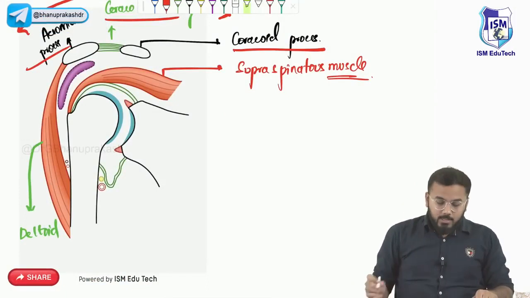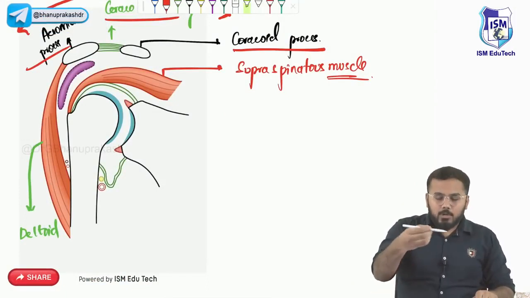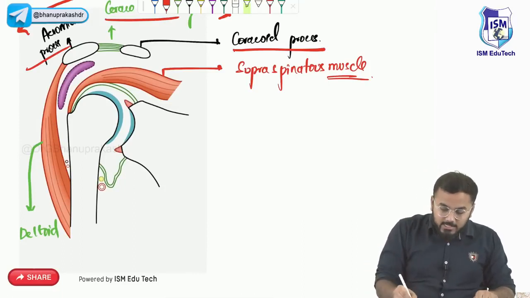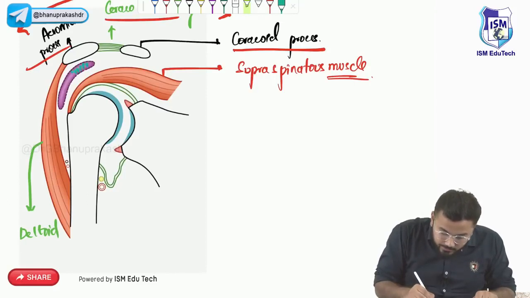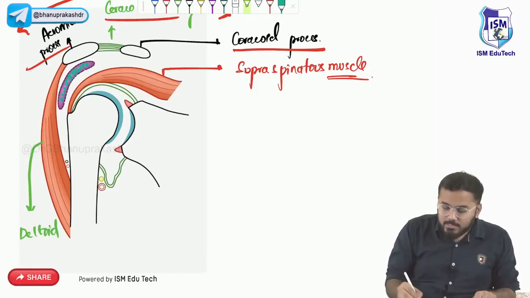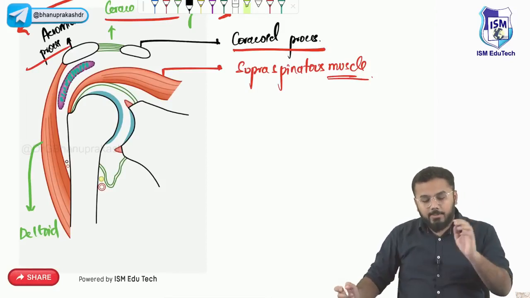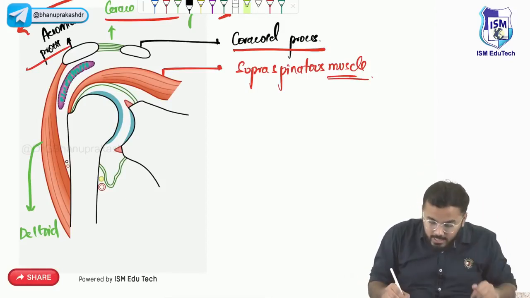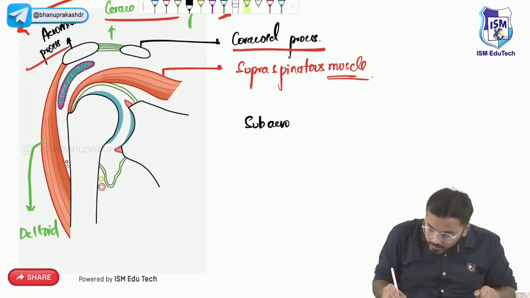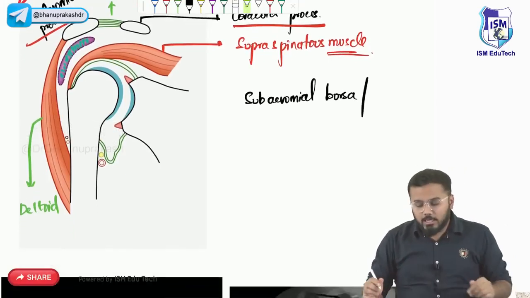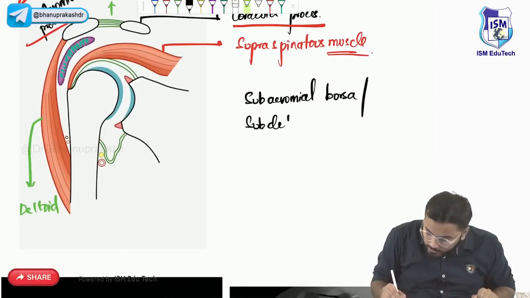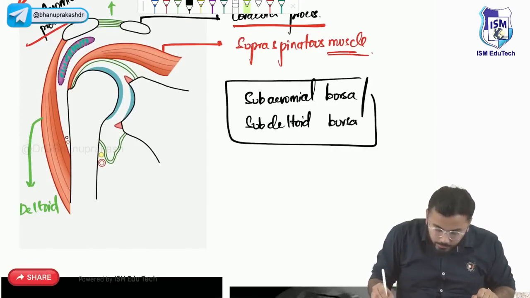Aur ek cheez. Deltoid or acromion process ke niche, you can see a brinjal colored bursa. Can you see this? So, some scientists tell that this is located beneath the acromion process. So, they started telling subacromial bursa. And some scientists started telling, no, it is located below deltoid. So, they started telling subdeltoid bursa. Dono bhi sahi hai.